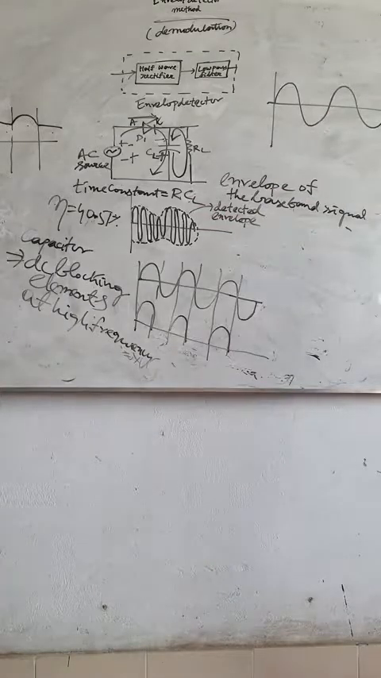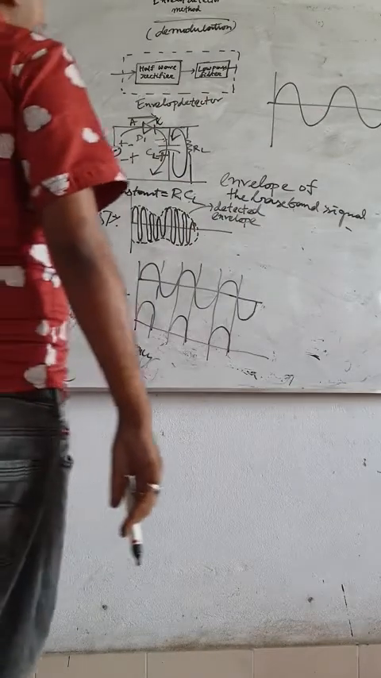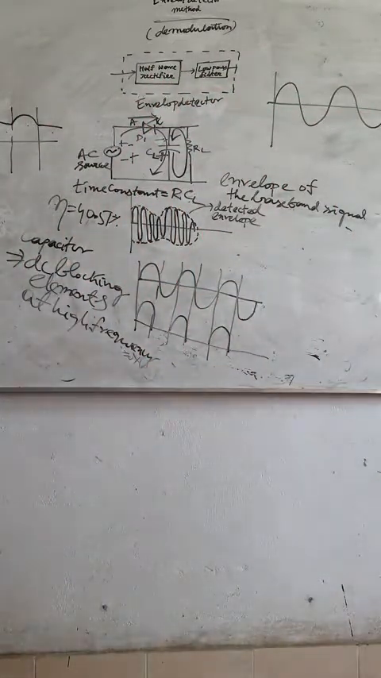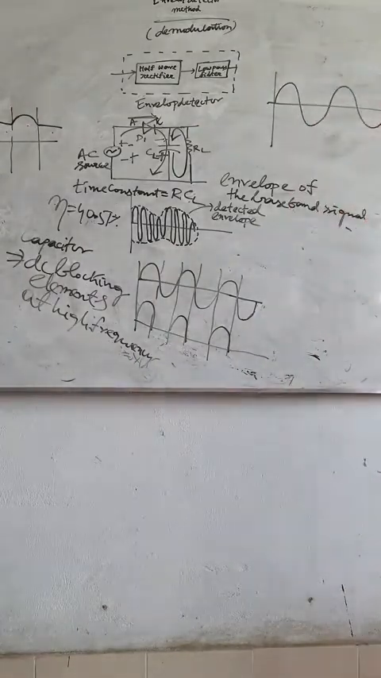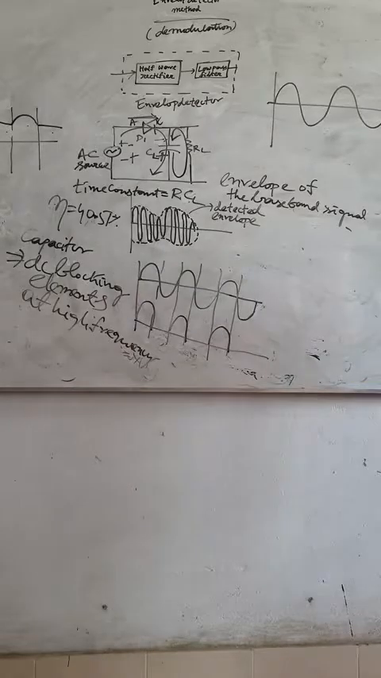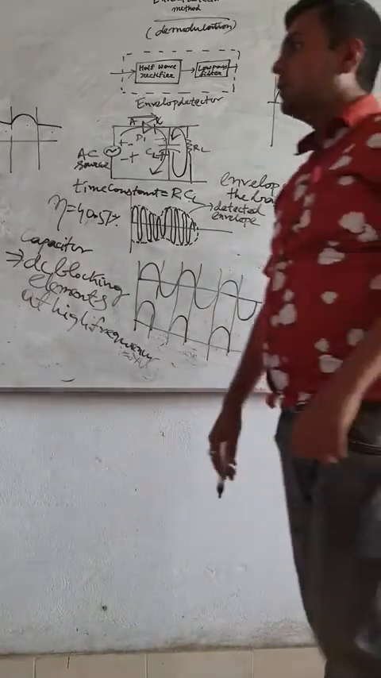So I have told you this methodology because in your analog electronics syllabus you have rectifiers. In rectifiers you have to study different mathematical procedures and different types of calculations. So a capacitor is required to get a smooth ripple free output.